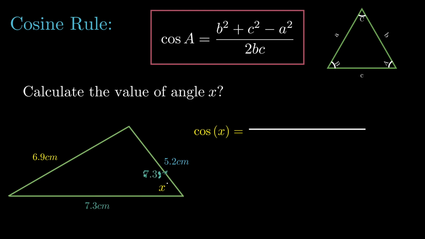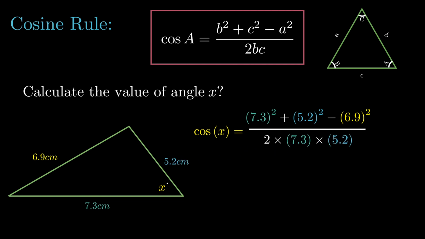So we have cos x is equal to b squared, which is 7.3 squared, plus 5.2 squared, minus a squared, which is 6.9 squared. And this is over 2 times b times c. So 2 times 7.3 times 5.2. And now we can plug these values into our calculator, and you should get cos x is equal to 409 over 949.